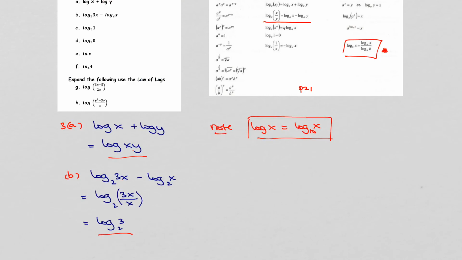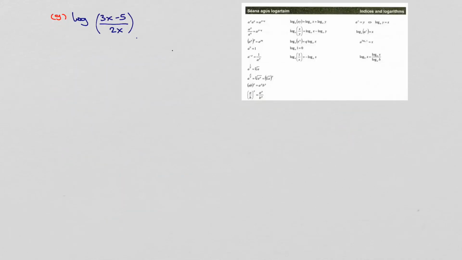Okay, so G and H then, this time rather than simplifying, we want to expand using our laws of the logs. So we're going to be reading left to right rather than right to left this time. So we can see we have log (3x minus 5) over 2x. And again, no base is given, so that's just assumed to be the base 10. And if I look, this is the second log rule on page 21. So in other words, this is the same as saying log (3x minus 5) minus log 2x.